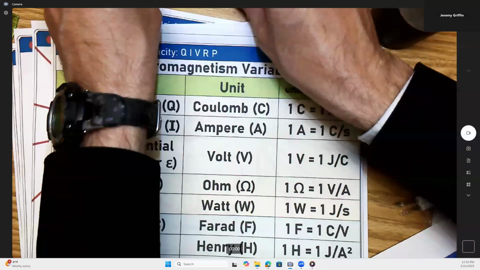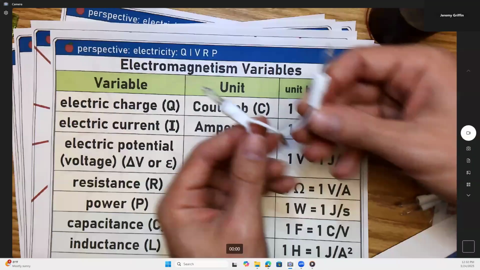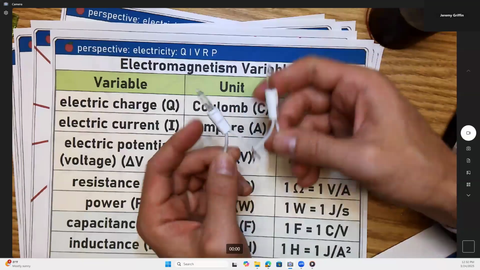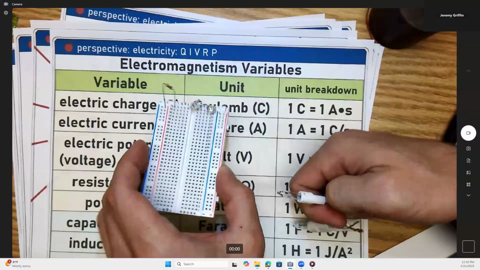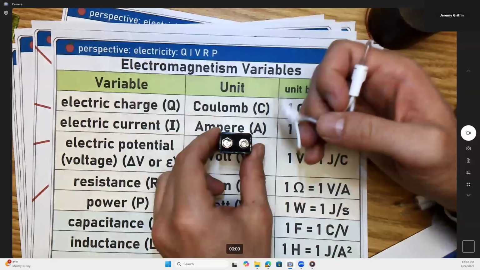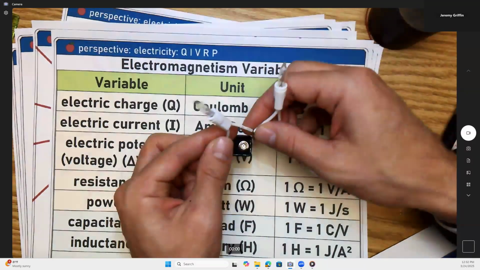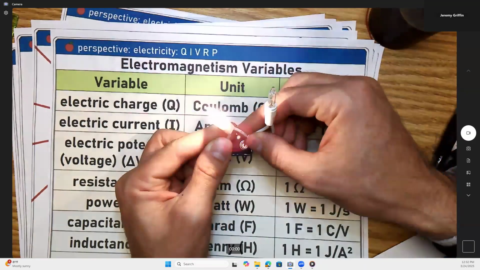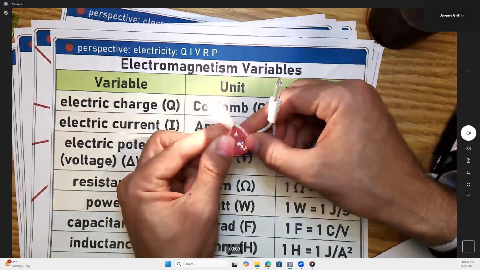Get an idea. I also have some Christmas lights. Later on this week, I'll give you guys some Christmas lights. I'll also give you guys some of these little breadboards. We'll look at this later too. But let's try the Christmas lights just for now. What if I connect the leads of the Christmas light across this 9 volts? What's going to happen? Ooh, look, it lights up real bright. You see it light up real bright?